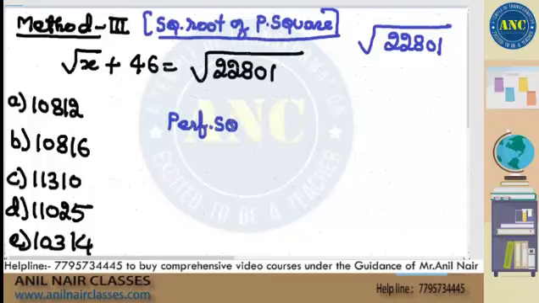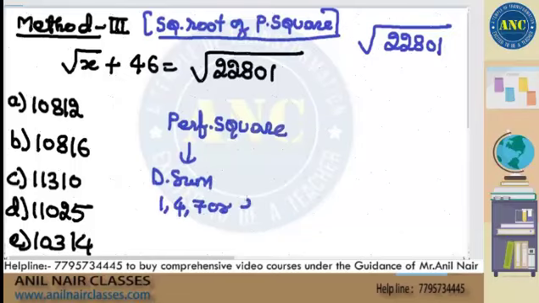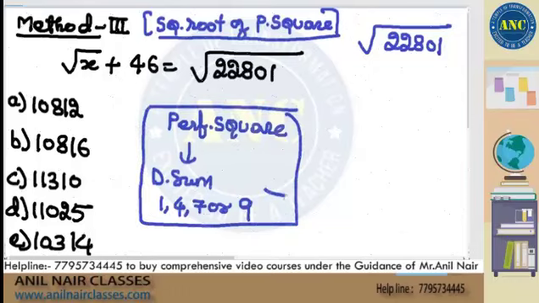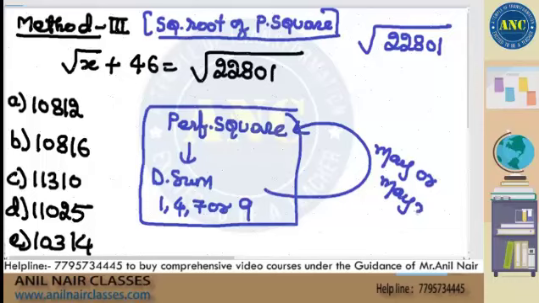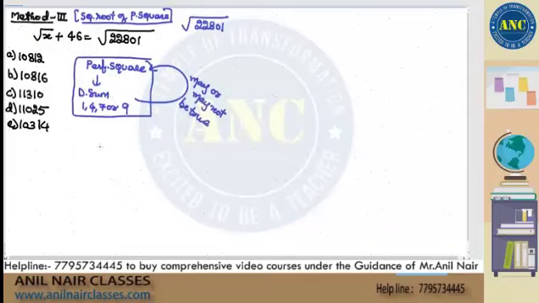Already I discussed this in Speed Max. I will repeat it. Every perfect square will have digital sum 1, 4, 7 or 9. But the reverse may or may not be true. Every number with digital sum 1, 4, 7 or 9 may or may not be a perfect square.